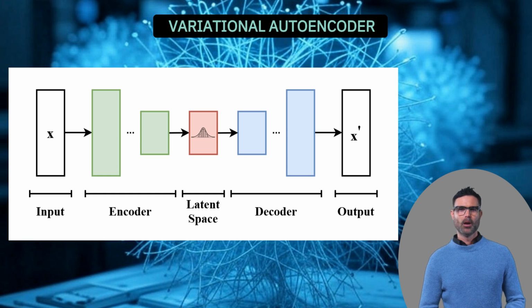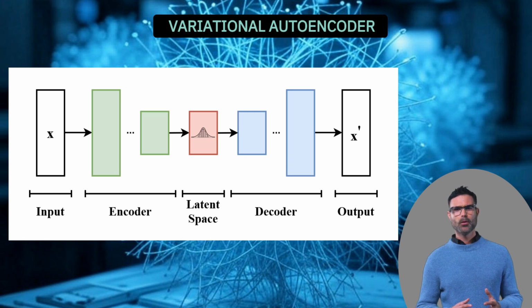A variational autoencoder, VAE, is a type of neural network that generates new data by learning the underlying probability distribution of the training data. Unlike standard autoencoders that learn a fixed representation, VAEs learn a probability distribution in a lower dimensional latent space. This is achieved by having the encoder output parameters of a probability distribution, typically a Gaussian, instead of a single vector. The decoder then reconstructs the original data from samples drawn from this learned distribution.